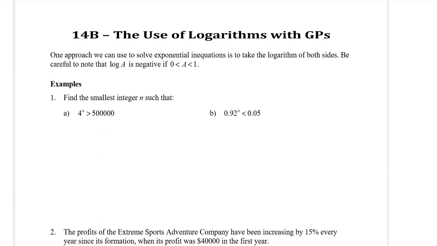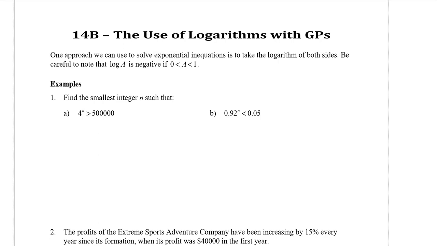We are going to solve these little inequalities here to find the smallest integer such that 4 to the power of n is equal to 500,000. Now, you could use trial and error. You could sit there in your calculator and go 4 to the power of 2, 5, 6, and see how long it takes for it to just go over the 500,000. Or we could use a sliding base.